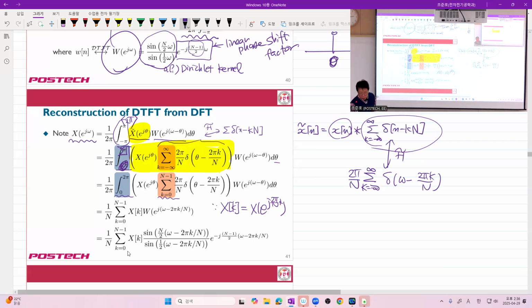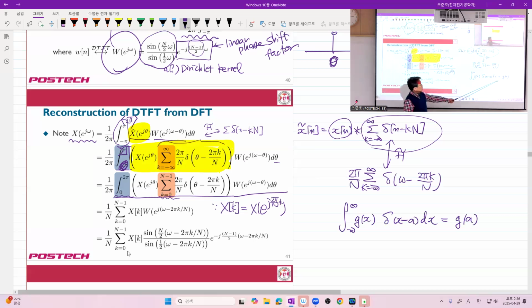Now, what is this one? Whenever you have a Dirac delta integrated with some signal, what do you have? You have the so-called shifting property of the delta function. So the integration becomes a scalar, where this scalar is what? This factor evaluated at x equals a.